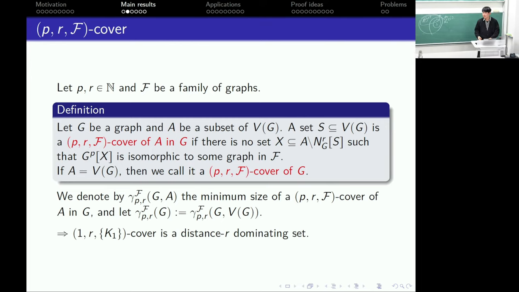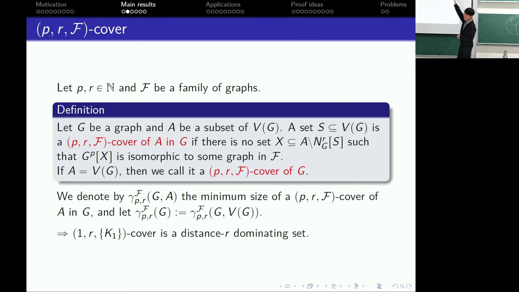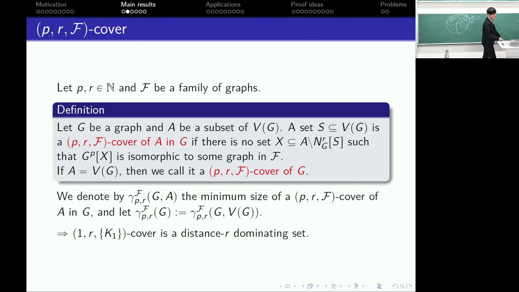Do you have a reason why you want to select A particularly? I mean, A could be anything. Usually you can think of A as the whole vertex set of G, but the reason why I introduce A is for a proof idea. For the proof. You can think of it as the whole vertex set of G.